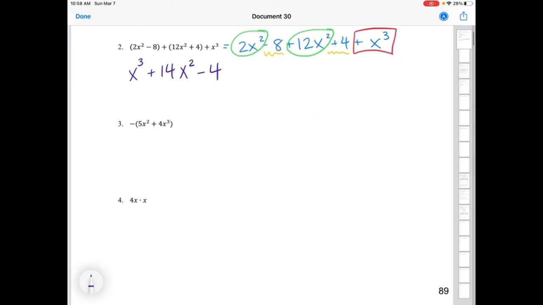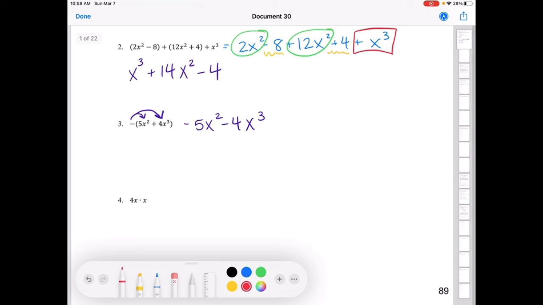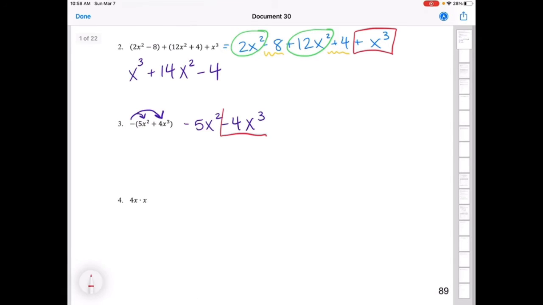This next one, I have a negative that I have to distribute inside the parentheses. I'm going to get negative 5x to the second minus 4x to the third. Remember, I need this from highest to lowest degree, so I'm going to box these up, and I'm going to say, okay, I can reorder this. So I'm going to say, okay, negative 4x to the third minus 5x to the second.